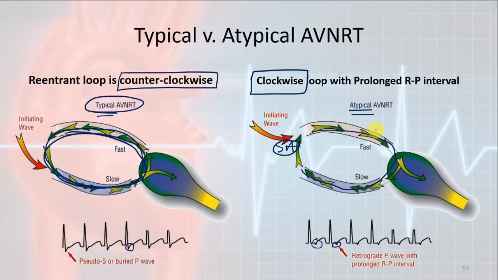Like I said, in the heat of the moment, just treat the patient. Worry about if this is typical versus atypical AVNRT later. Do that after the patient has been converted.